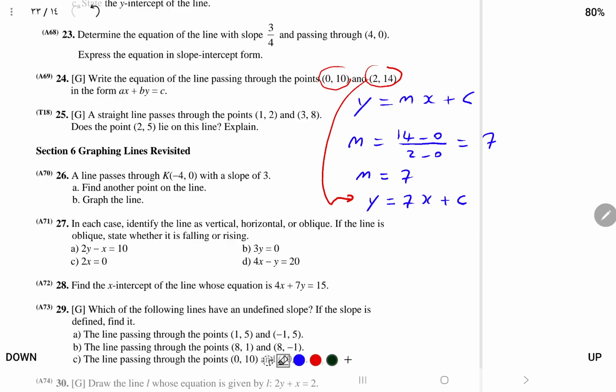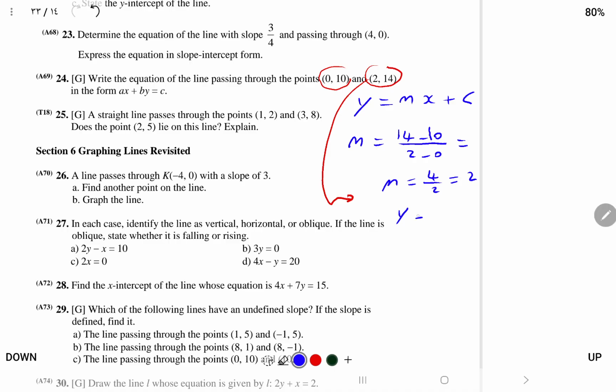Oh no, before that, let me correct this mistake here. 14 minus 10 divided by 2 minus 0. 14 minus 10 is 4, so this must be 4. M equals 4 divided by 2, and the slope must be 2. Yeah, so the slope must be 2 here.